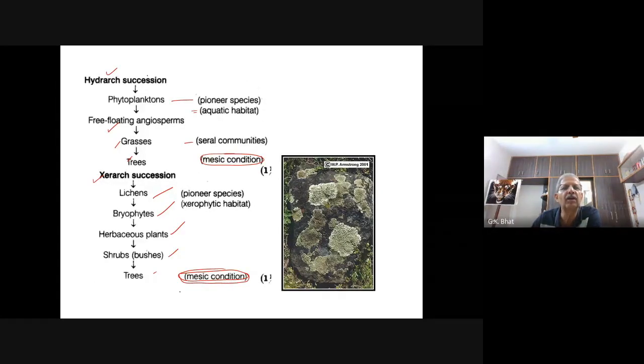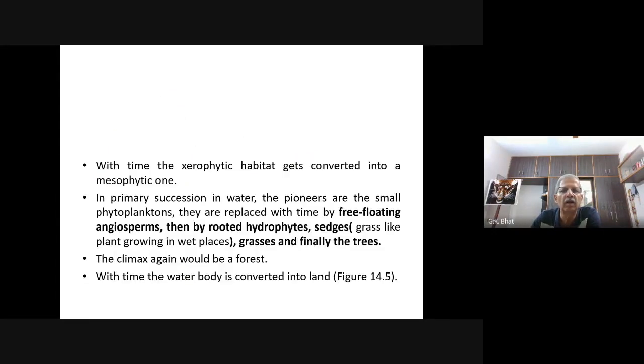So whether it is hydrarch succession or xerarch succession, you see that from the pioneer condition it reaches the mesic condition, moderate condition. Neither too dry nor too wet. Right? What you see here, these are all lichens. Clear? With time, the xerophytic habitat gets converted into a mesophytic one. Mesophytic is with a moderate water condition.